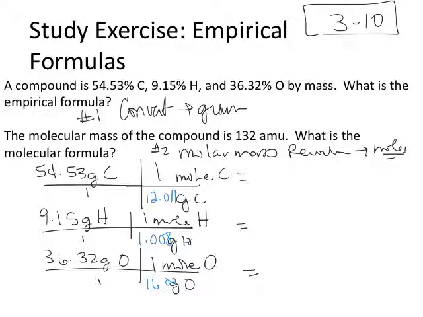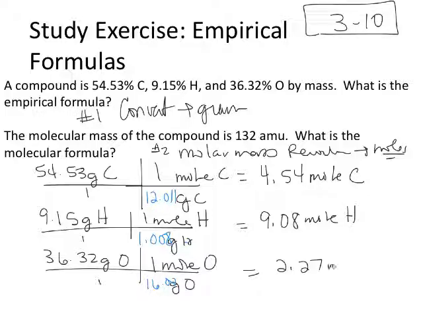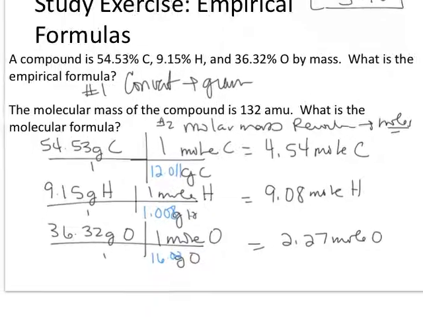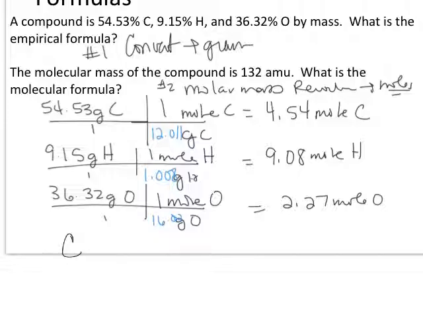So you put this in your calculator, 54.53 divided by 12.011. You should get 4.54 mole of carbon. You do this for each one. 9.15 divided by 1.008 should give you 9.08 mole of hydrogen. 36.32 grams of oxygen divided by 16 grams of oxygen gives you 2.27 mole of oxygen. What you have here then, if you can imagine, is carbon with a subscript 4.54. I would always take this out to about 2 digits past your decimal. You have H 9.08, and then oxygen is subscript 2.27.